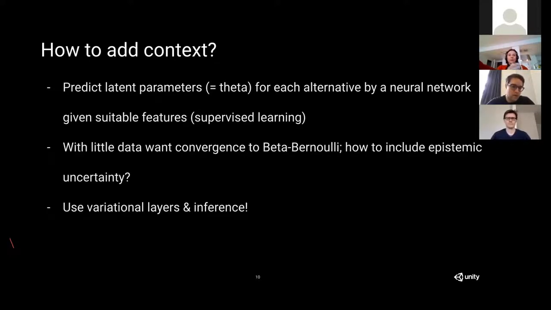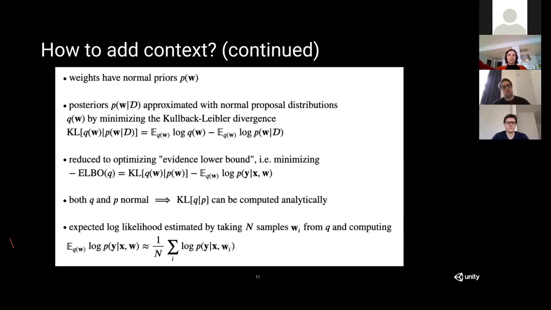When we only have little data, we would somehow like to converge or continue from this non-contextual setting that we just presented here. But somehow we have to be able to include this uncertainty. Typically, of course, the parametric models don't say anything about the certainty of the weights or the outcomes. So we have to include this sort of epistemic uncertainty somehow. The solution we are taking is using these variational layers and variational inference. So let's take a quick look at the math, how this all works out.